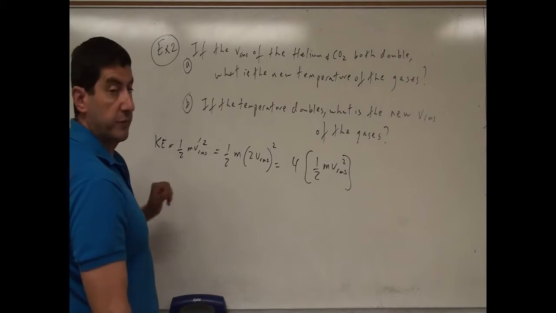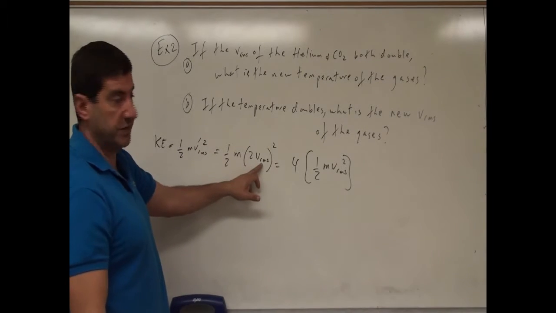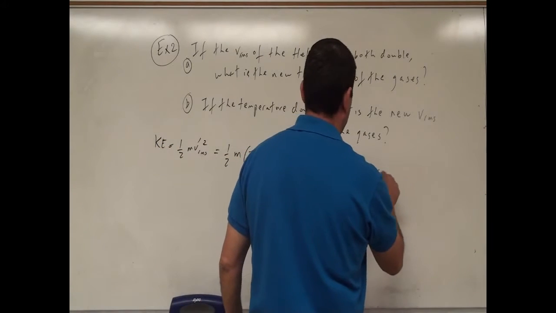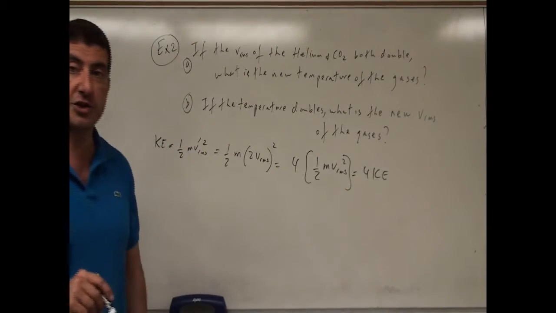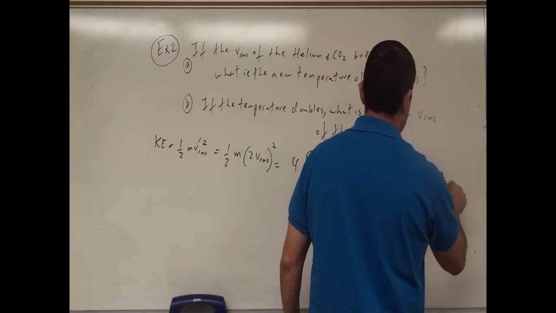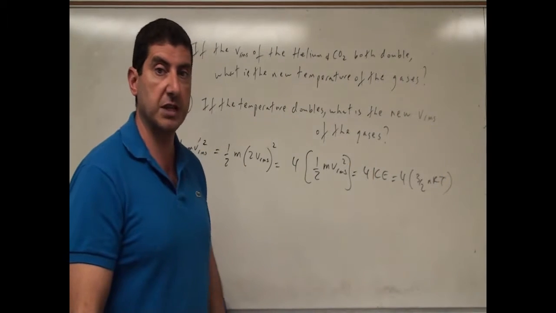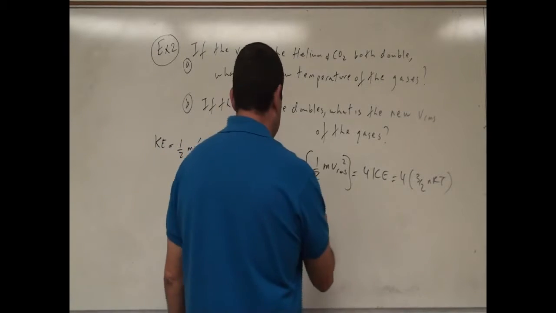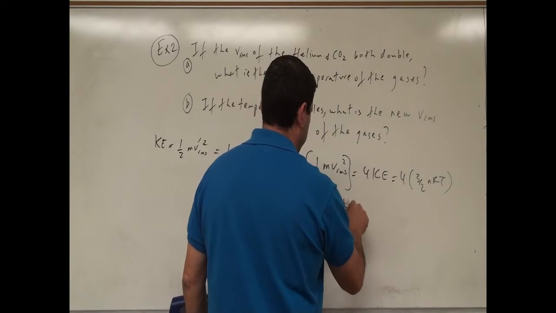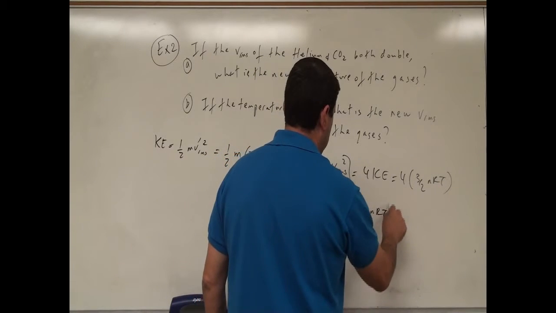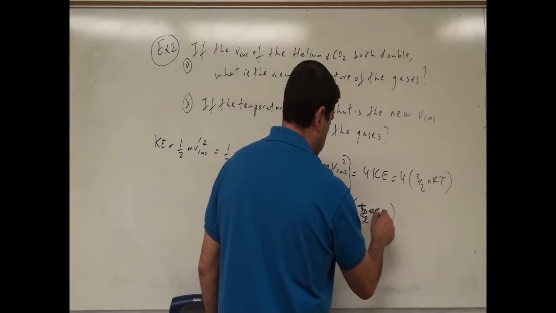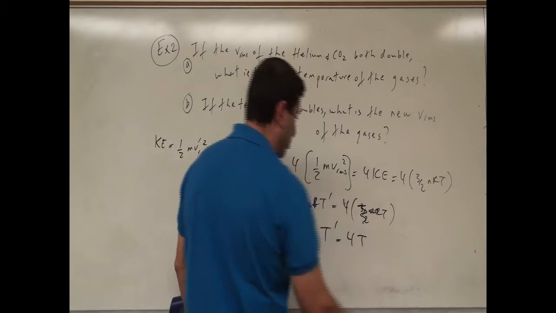right? So this is the new v root mean square, which is twice the old v root mean square, and then you're squaring that. So you're going to have 4. That means the kinetic energy is going to quadruple. But remember, the kinetic energy is 3/2 nRT. That means the new temperature is going to be 4 times the old temperature. So we can say 3/2 nRT prime is equal to 4 times 3/2 nRT. I'm not changing the number of moles and the gas constant, of course. So the new temperature is equal to 4 times the old temperature.